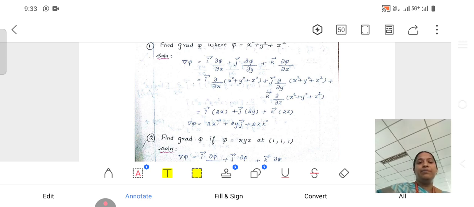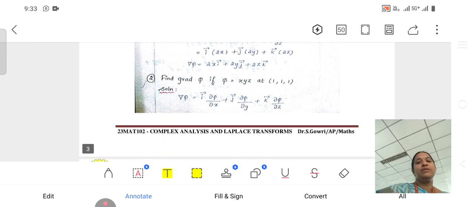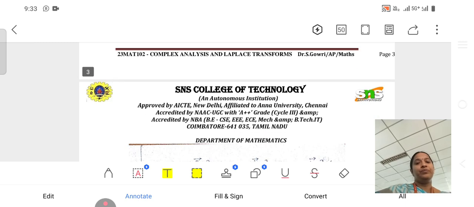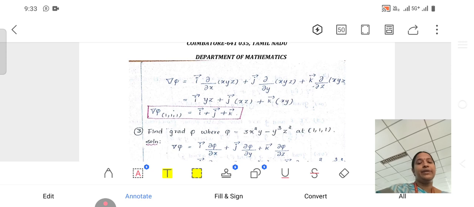Similarly, second problem. Find grad phi if phi is equal to xyz at the point 1, 1, 1. Finally you replace x, y, z by 1, 1, 1. First write the formula for del phi, that is equal to i vector into dou phi by dou x plus j vector into dou phi by dou y plus k vector into dou phi by dou z. Here phi is replaced by xyz.